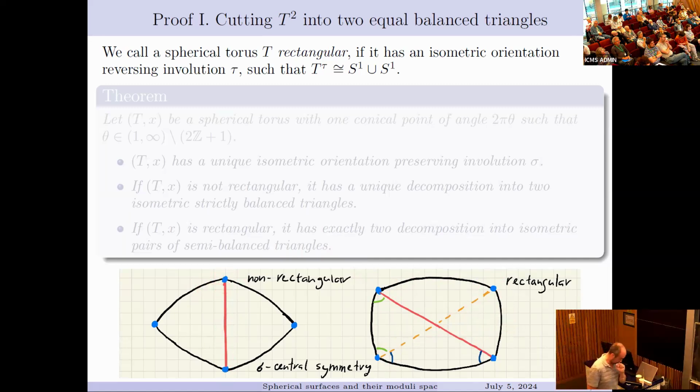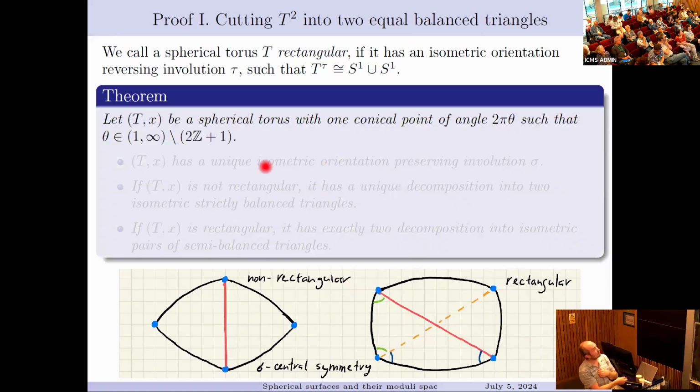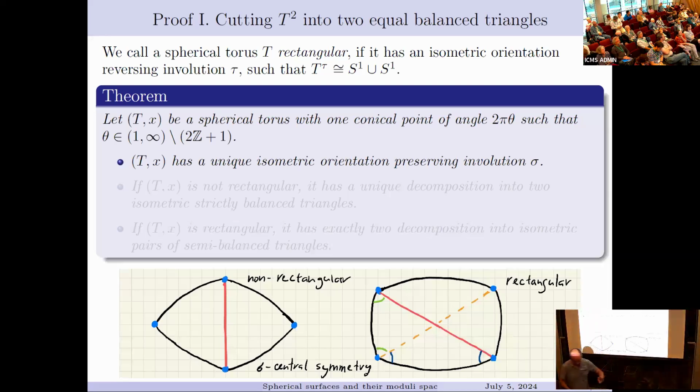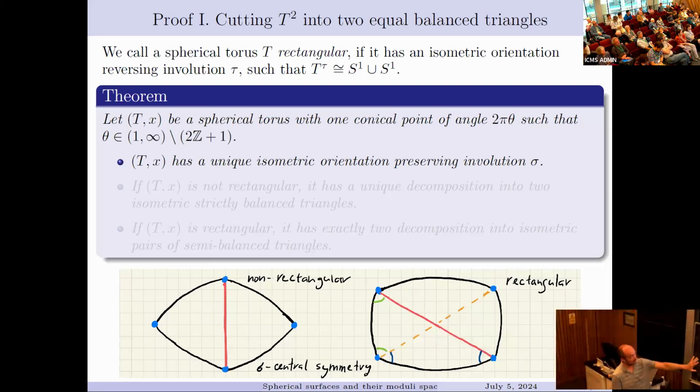So suppose you have a torus. Definition of rectangular torus. And then here's the theorem. So we start with a spherical torus with one conical point of angle 2πθ, which is not odd. And then several statements. First, it always has a unique isometry which preserves orientation. This is very much like for flat tori. For flat tori, we can always take a central symmetry. So it has this orientation-preserving involution sigma, the central symmetry.